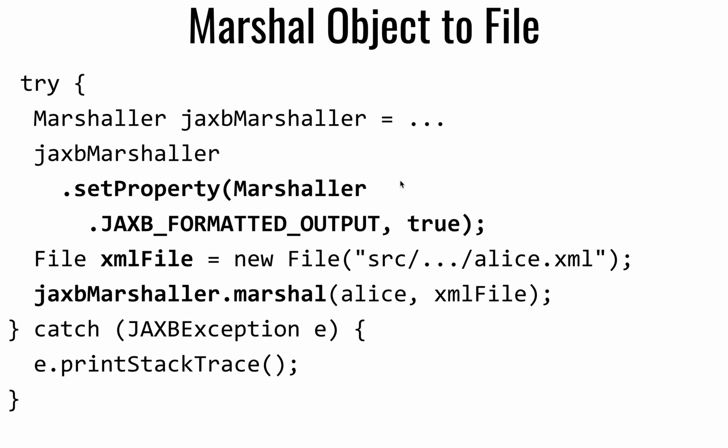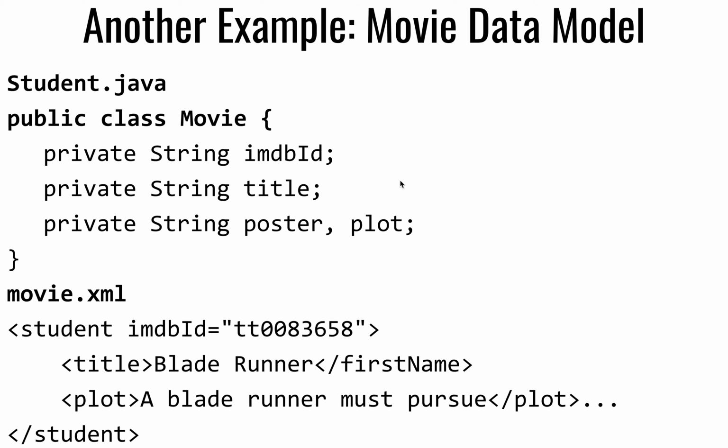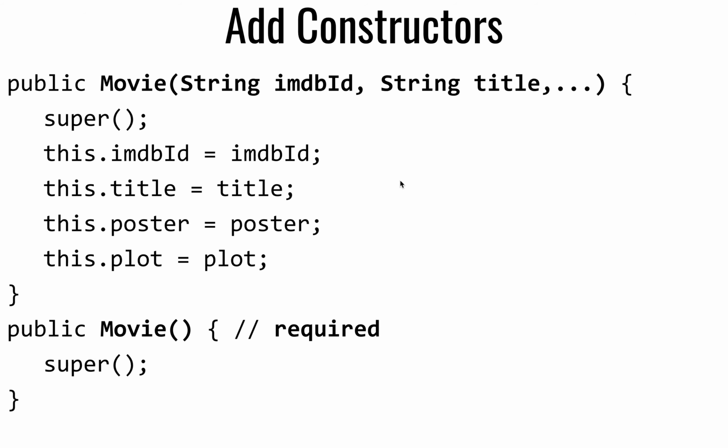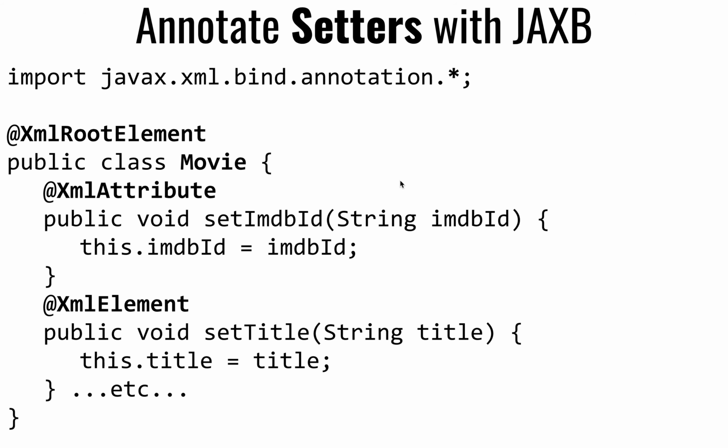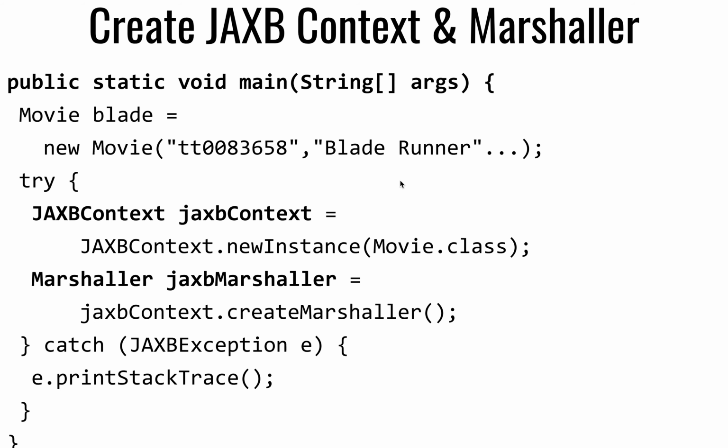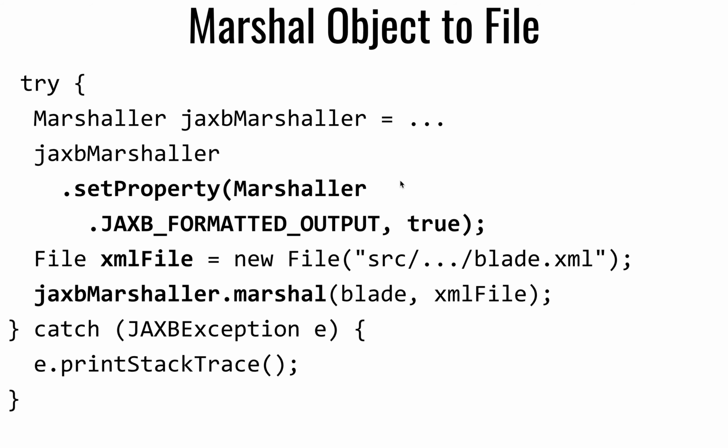Or we can go the other way around. Here's another example of writing a movie, Blade Runner. As an example of writing the movie, it's just the same example but a different instance. So here we're instantiating Blade Runner. I forget if this is the first one or the newer one, and we're writing Blade Runner to XML, blade.xml.